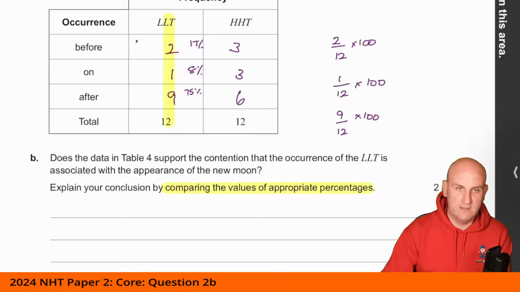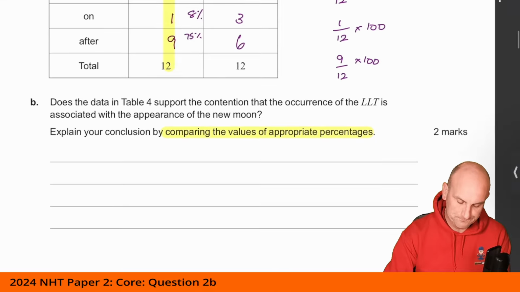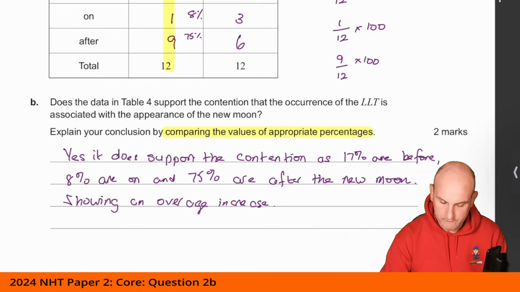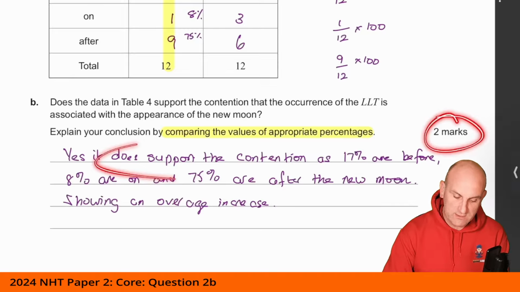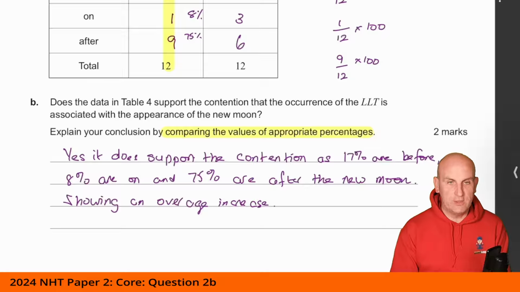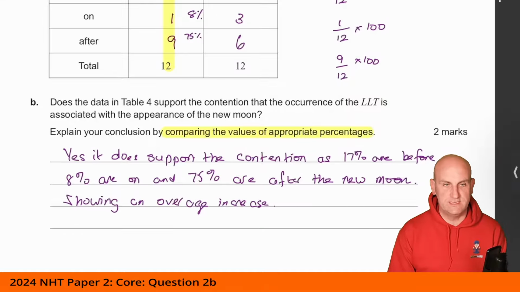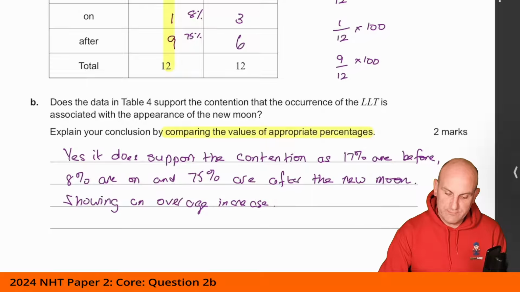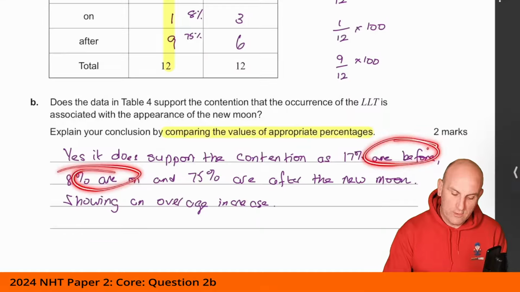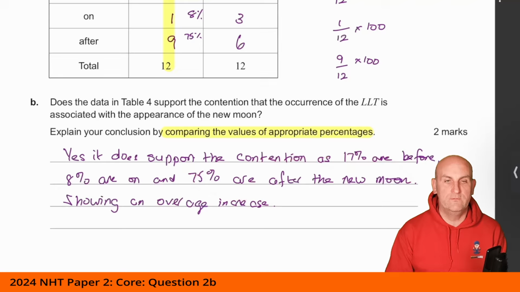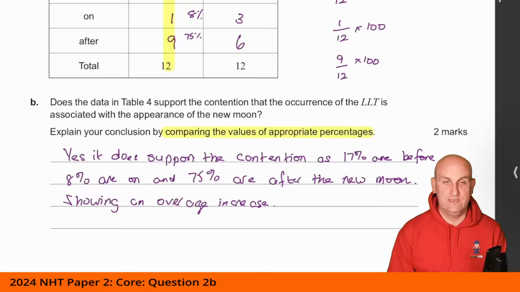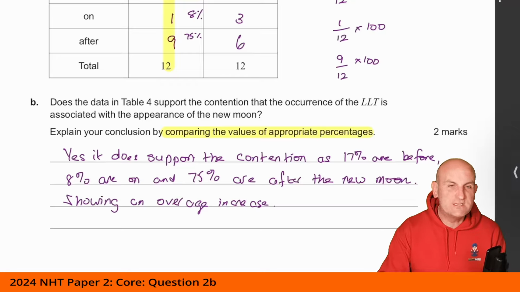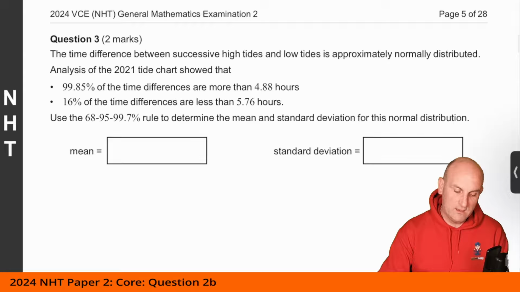Explain your conclusion by comparing the values of appropriate statistics. Now, obviously, you haven't seen me write this, but this is what I believe I would be putting as an answer. Yes, it does support the contention. It's 2 marks. You've got to answer the question. Explain your conclusion. Does the table support the contention? So yes, it does, as 17% are before, 8% are on, and 75% are after the new moon. So I've used appropriate statistics, and I've said showing on average an increase, because that's what we were looking at showing. So I imagine something like that would be okay as an answer.